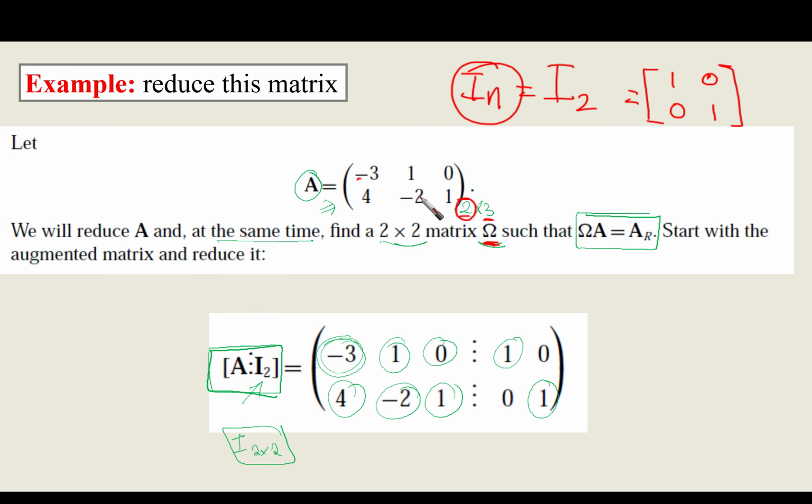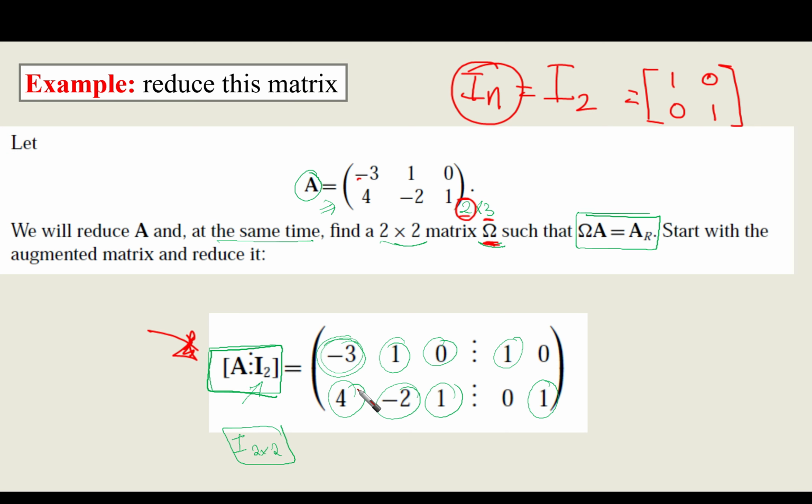So we put the original matrix here, and we put dots like this. The dots mean that we are expanding our original matrix with the identity matrix, 1, 0, 0, 1, as you can see here. We call this A dot I_2. This is the augmented matrix. This is the first step.